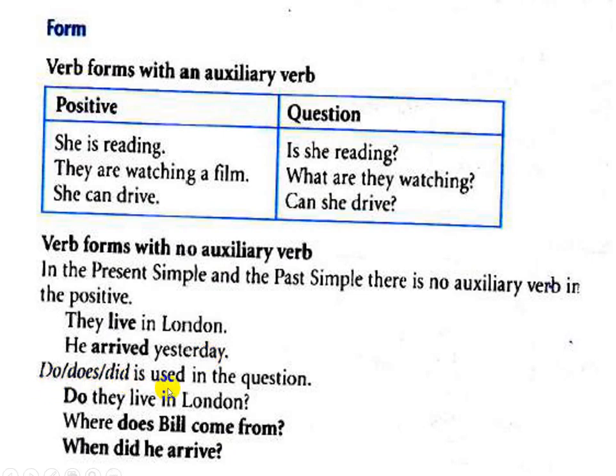Do, does, did is used in the question. For example, do they live in London? Or where does Bill come from? Or when did he arrive? So do, does, did are used in the question.